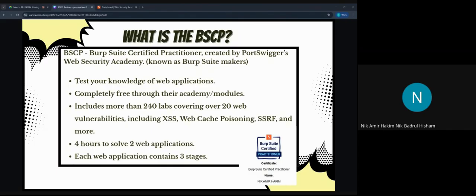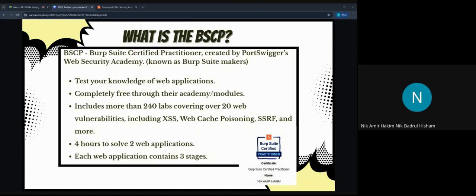So what is BSCP? Some people will ask what is BSCP, and to answer that, I will say that BSCP is the Burp Certified Practitioner created by PortSwigger Web Security Academy, known as the Burp Suite maker. This BSCP is a certificate that tests your knowledge on web applications solely. There is nothing other than web applications. It just focuses on web applications, as they have XSS, cross-site scripting, SSRF, and other web application vulnerabilities.